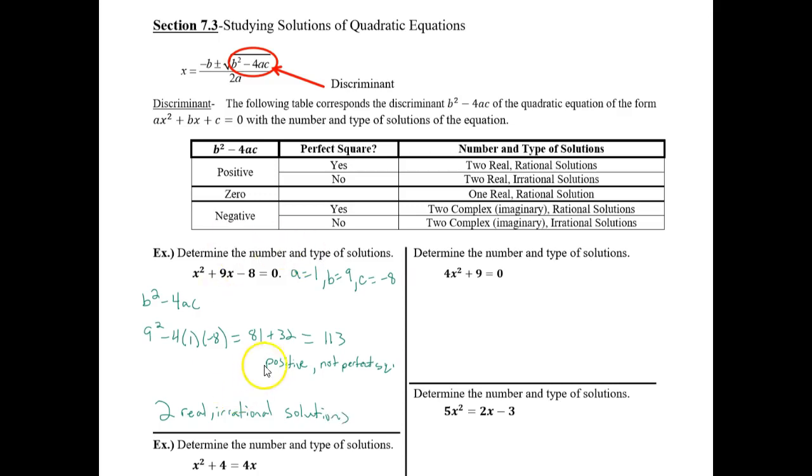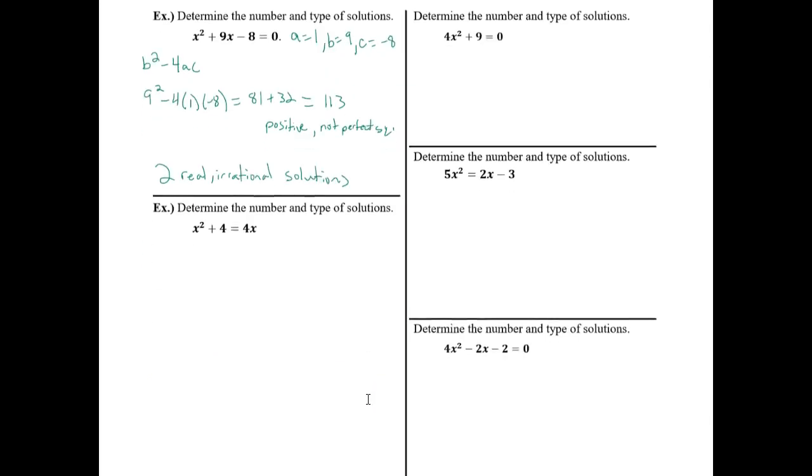So positive means two real, not a perfect square means irrational. And that's the number and type of solutions. Let's look at the one below.